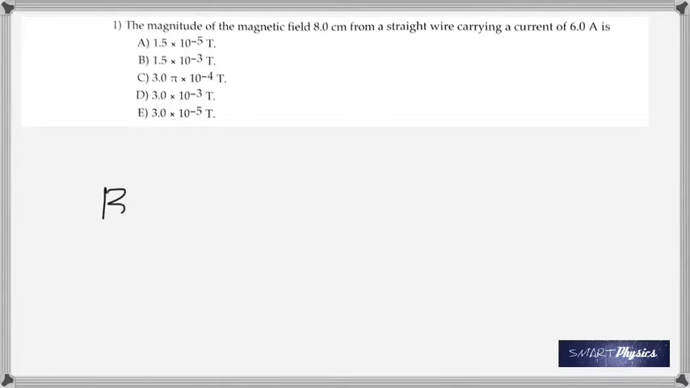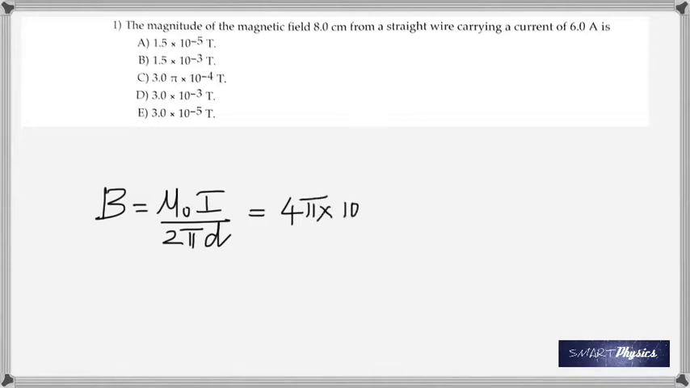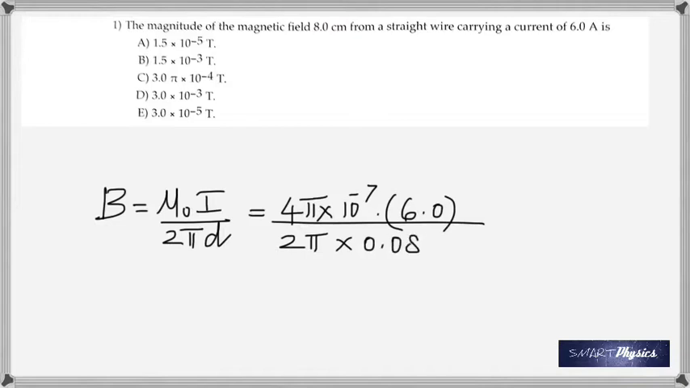And number one, you have to find the magnitude of the magnetic field due to a straight conductor. Direct formula, just substitute the numbers. Remember that mu naught is 4 pi times 10 to the minus 7. And of course, distance is in centimeters, you'll have to change it into meters. And you get the answer 1.5 times 10 to the minus 5 Tesla.